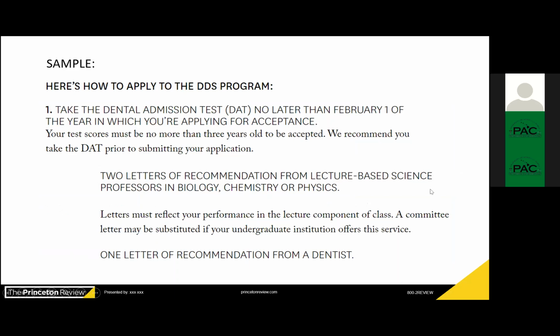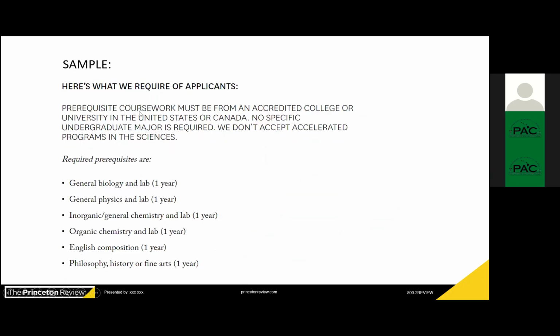First, you want to take the DAT no later than February 1st of the year in which you're applying for acceptance. And just FYI, your scores can't be older than 3 years old. So this is just an example of one school's policies. Some schools might be different. But at this school, they require 2 letters of rec from a lecture-based science professor in bio, chemistry, or physics, and 1 letter of rec from a dentist. And again, this is not across the board for all schools.